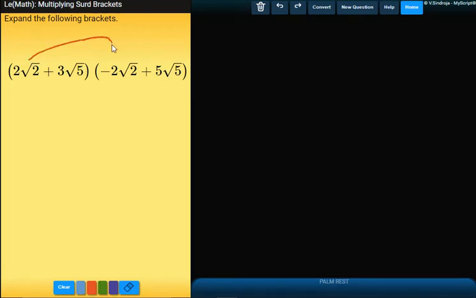So 2 root 2 times negative 2 root 2 is going to be negative 4 root 4, because that root 2 multiplies that root 2 to give you root 4. Then 2 root 2 times 5 root 5 is going to be positive 10 root 10, because root 2 times root 5 gives you root 10, and the 2 on the outside multiplies the 5 on the outside. Then we move to the next term.